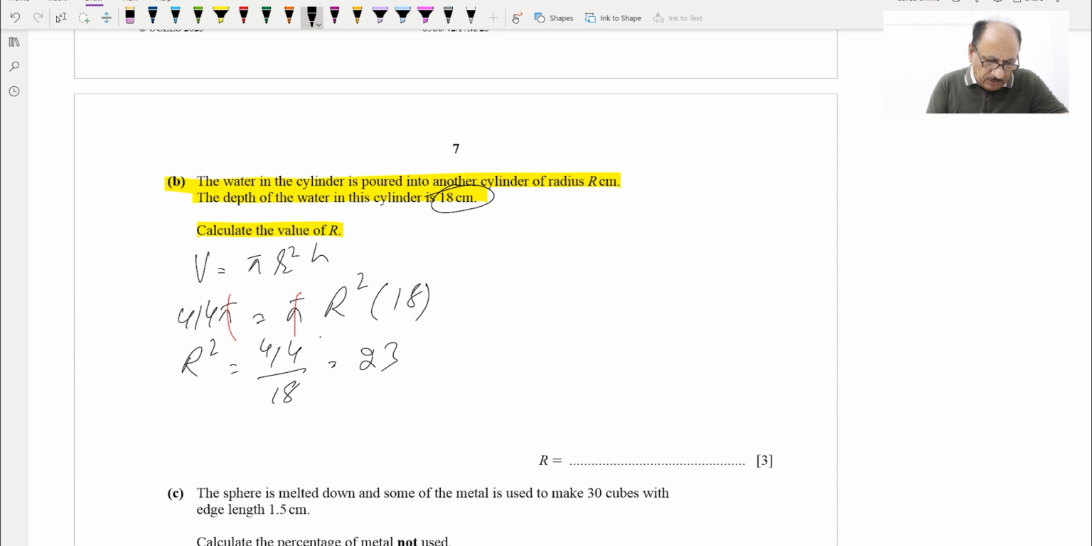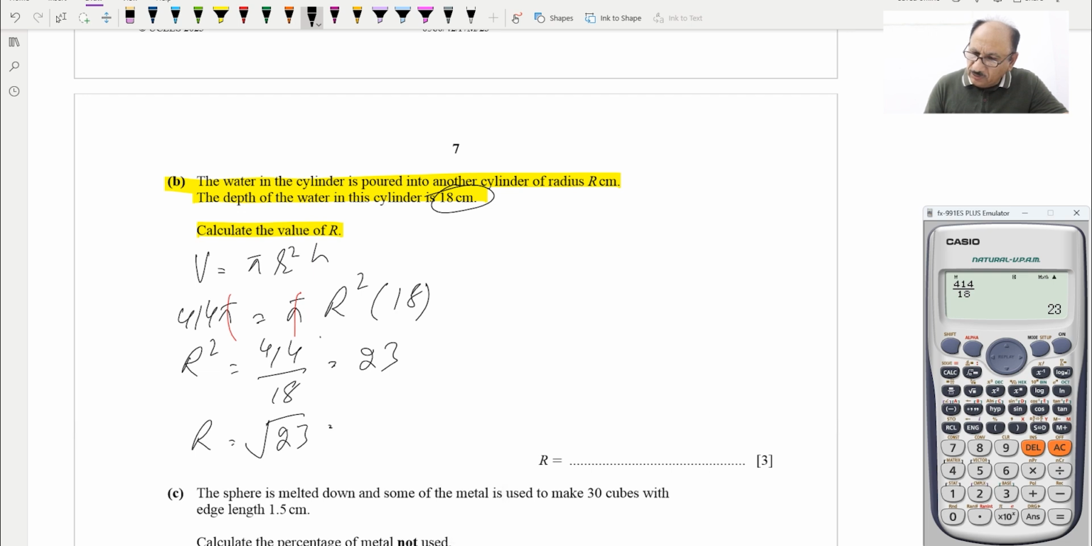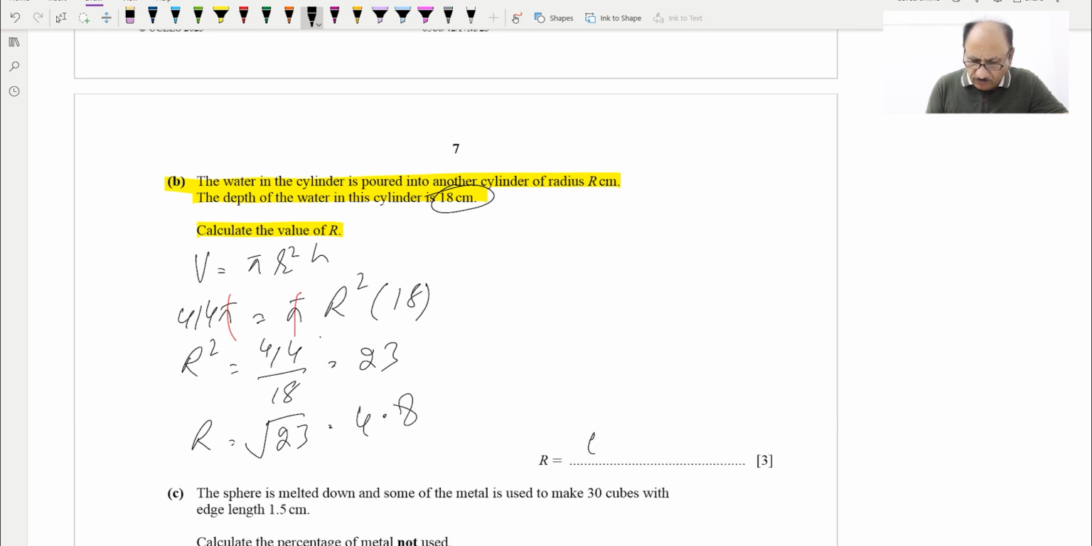So the capital R square value is 23, so the R value will be the square root of 23. Taking the decimal value, the answer is 4.795, or we can write 4.8. 4.8 is rounded to one decimal place, and this is the answer for 3 marks.